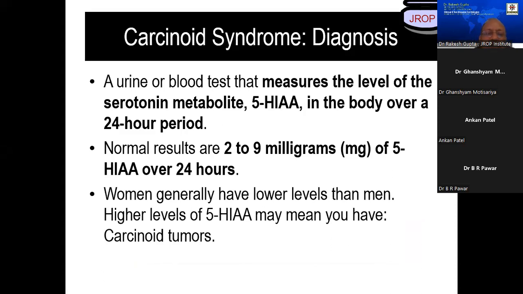Evaluation is by looking at the 5-HIAA levels. Normal is 2 to 9 milligrams. Anything more than that in 24 hours is considered abnormal. That's the serotonin metabolite.